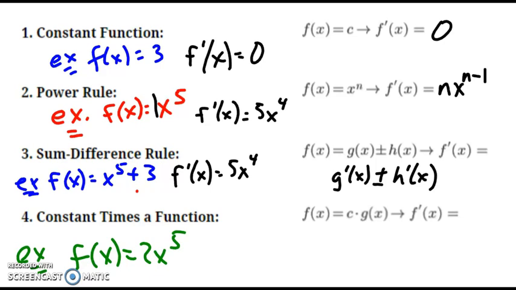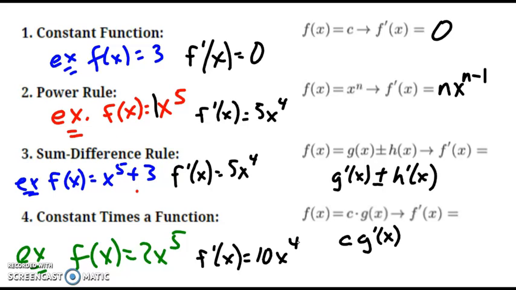Alright, so what if there's a constant in front of that? Same idea. I would take 5 times the 2 and still decrease my exponent by 1. In terms of our function notation, it would be c times the derivative of g. In our example here, we would take 5 times 2, 10, and decrease the exponent by 1.